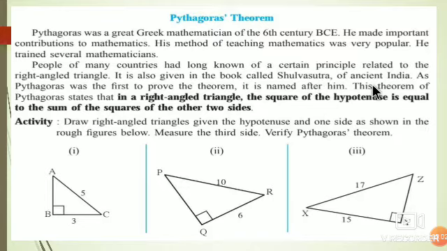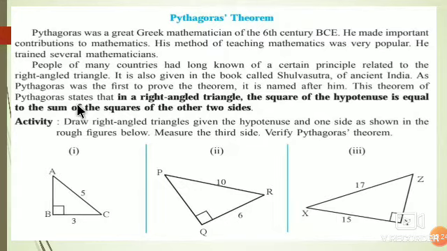Sutra of ancient India. As Pythagoras was the first to prove the theorem, it is named after him. Means this right angled triangle related theorem was proved first by Pythagoras. That's why this theorem is called the Pythagoras theorem. So what is that theorem?